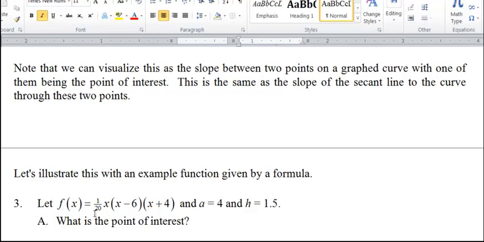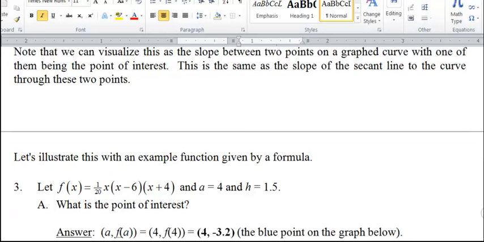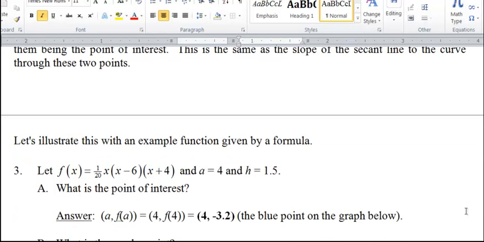And of course, if you let x be a, you plug in a, which is 4 in this case, and you plug it in here. Let's see what we get here. 4 plus 4 is 8. 4 minus 6 is negative 2. That's negative 16. We get a 4 here. Multiply those out, divide by 20. That turns out to be exactly negative 3.2. And we'll see this on the graph in a few minutes, and on the graph it's going to be the blue point.